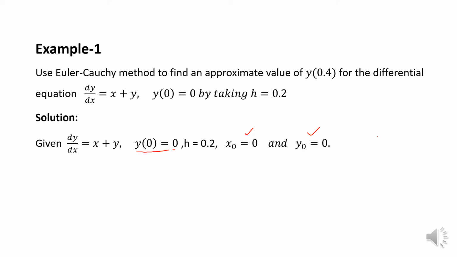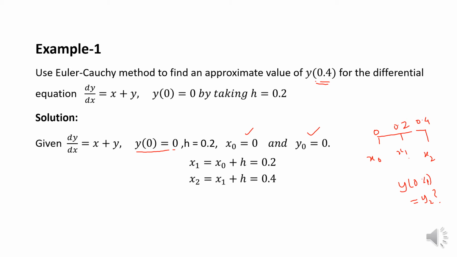That means our initial value is x naught, adding h as 0.2, that is x1, 0.2. I should find till 0.4. Therefore, 0.4 and this is my x2. Finding y of 0.4 means that I should find up to y2. That is x1 equal to x0 plus h, which will be equal to 0.2, and x2 equal to x1 plus h, as my x1 is 0.2, plus 0.2 is 0.4.